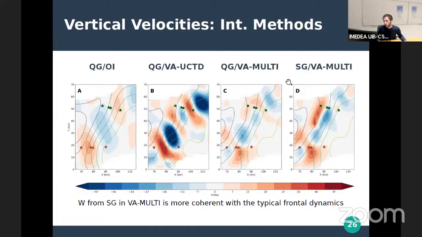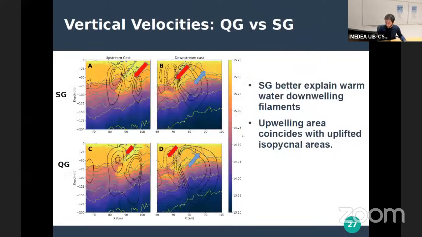Instead, when we use the multivariate analysis, so with the constraint, with QG, but especially with SG, we start to see what we expect from frontal dynamics. It means that in the east you have a downwelling, so negative vertical velocity, where there is the denser water mass, and instead we have an upwelling in the west, where we have the lighter water mass. But this is qualitative, so let's go to a more straightforward comparison.